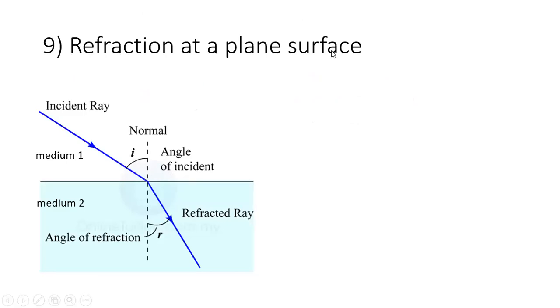Okay, let's just review what you have studied. Refraction at plane surface. The white one is medium 1. The blue one is medium 2. So the ray coming in from medium 1, that is called the angle of incidence. That's the normal line, perpendicular to the surface. And this is the angle made with the normal, the reflected ray.